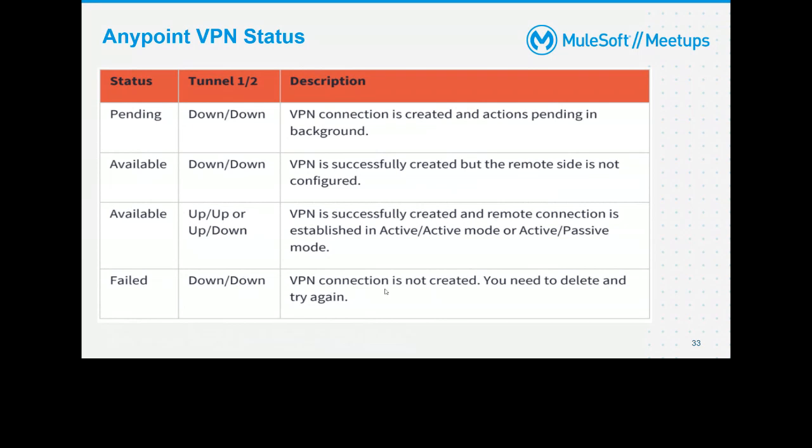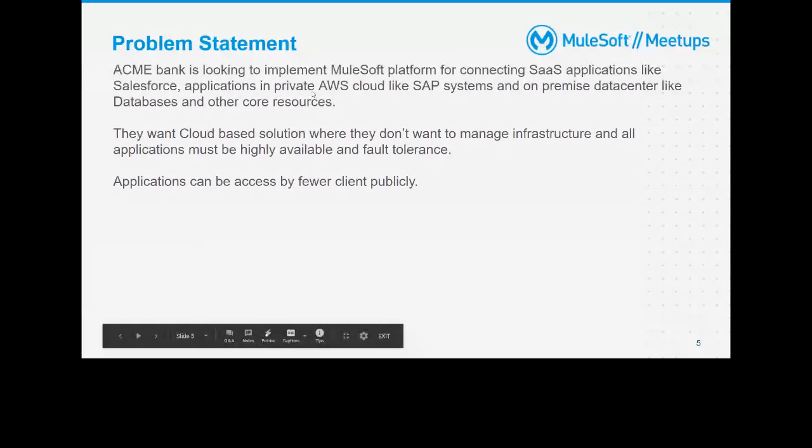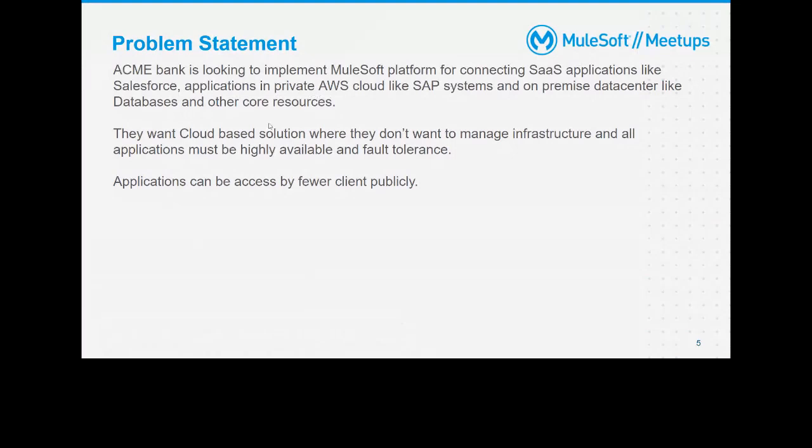So what was my problem statement? I want to connect a SaaS application like Salesforce, an application in private AWS, and SAP systems in the on-premise data center, like databases and the core resources. They want a cloud-based solution where they don't want to manage much, because it's a mid-sized company and they don't have a good infrastructure team. They don't want to set up or manage any platform; it should auto heal or auto recover. Apart from that, it must be highly available and fault tolerant, and the application can be accessed by a few clients, basically. Okay, so let me go back to this solution. We have discussed everything. Now we will have a solution for that.